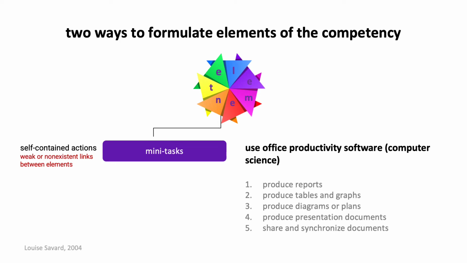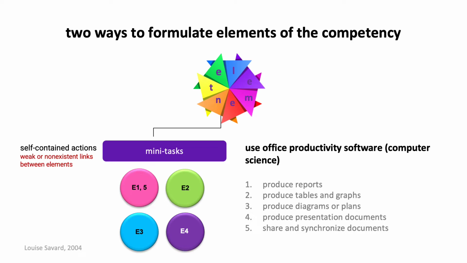For example, in the computer science program, the competency Use Office Productivity software has the following elements. A student exercising this competency should be able to produce reports, tables and graphs, diagrams or plans, and share and synchronize documents, most likely across a network. Elements 1 and 5 could possibly be developed together using Word and SharePoint, element 2 with Excel, element 3 with a flowchart application, and 4 with PowerPoint. Developing one element does not depend on developing the other.